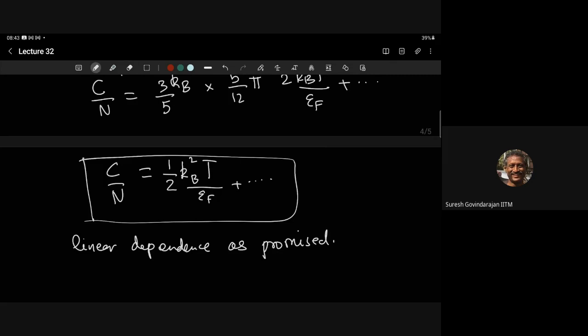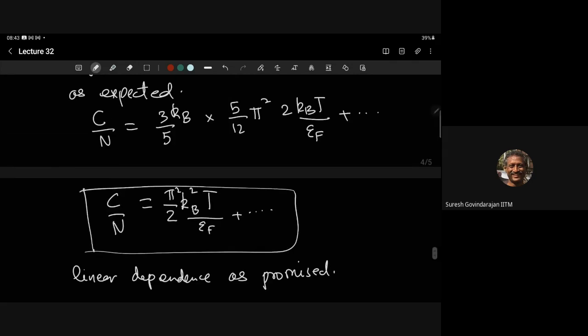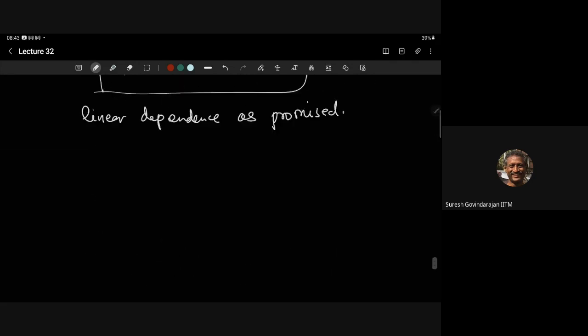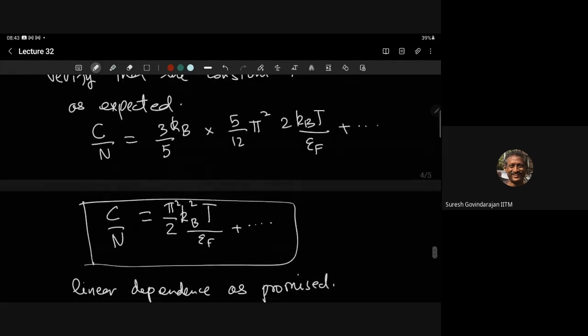So question to you is, this ellipsis will have a correction term, right? What will be that term? What will be the power? Huh? Pi square also, right? Yeah. Thanks. Okay. So what will be the next correction in C by N? Yeah, louder, everyone. I can't hear you. I could read your mouth.